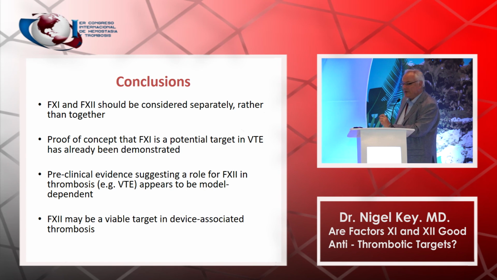The preclinical evidence, as I showed you with the baboon model, suggests maybe where we should be looking with factor 12 inhibition might be not only hereditary angioedema, but also in... I'm really talking about the last point here, but let me say that first. So factor 12 may be really a viable target in device-associated thrombosis. But I did mean to say here that we should be careful about interpreting the animal models because it really seems to be model dependent.